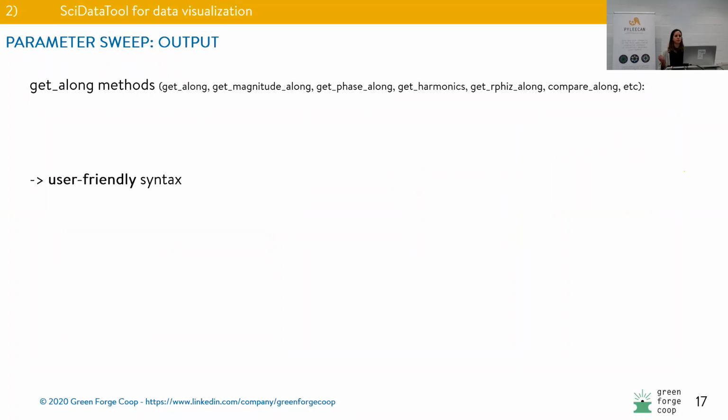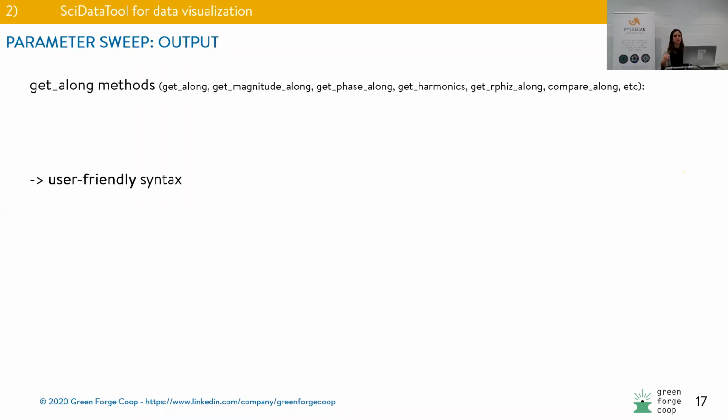Then, to get the data that you have stored in those objects. The way to create them, I will not introduce today because it's a bit complicated, but you can find it in Pyleecan, or there is also a tutorial on the GitHub of SciDataTool. But the more interesting part is how to extract the data once you have created it. So it's the get_along methods. It's a whole family of methods. You have get_along, get_magnitude_along, etc.